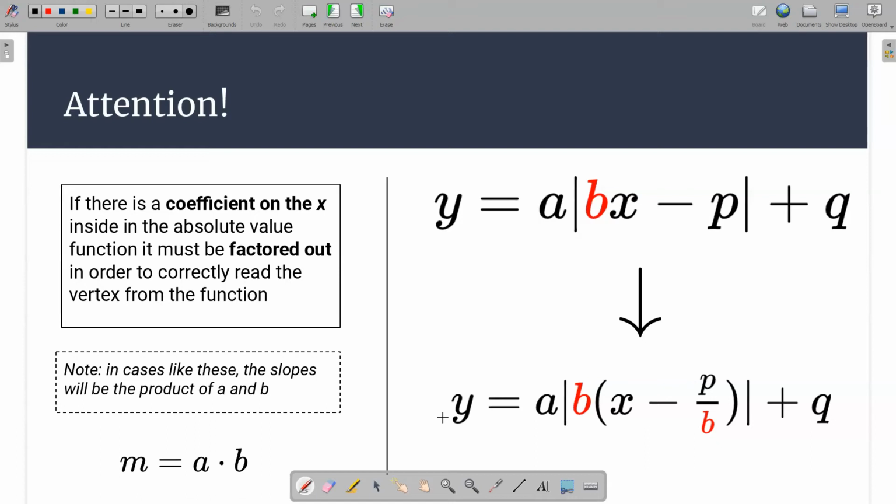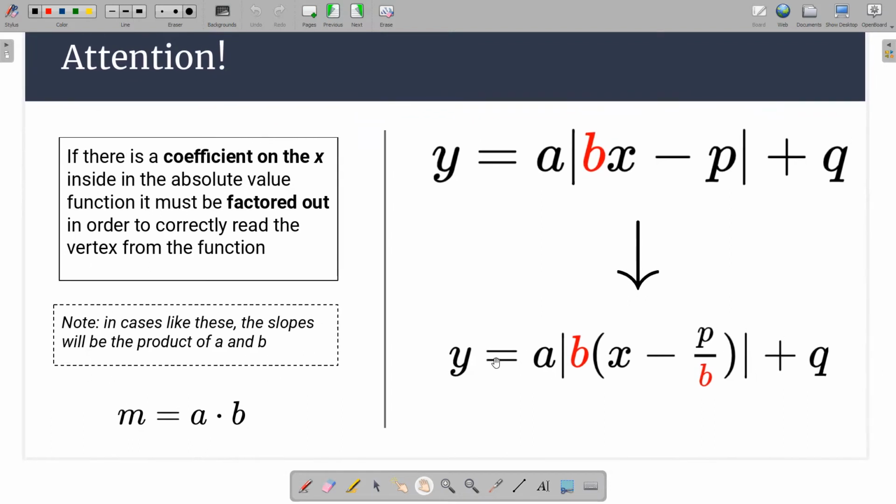Everyone, in this video, we're going to be looking at graphing absolute value linear functions, and specifically some tricky cases where we've got to do a little bit of algebra to figure out what some of our features are. So oftentimes to trip students up, I'll put another coefficient onto the x in addition to the coefficient in front of the absolute value sign.